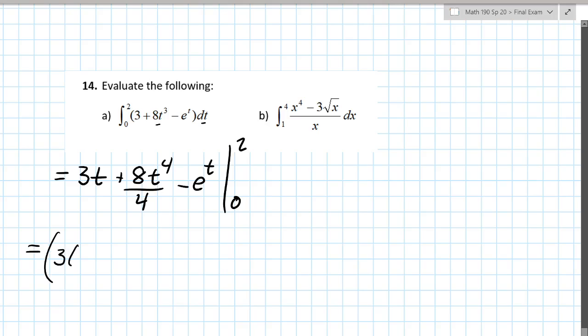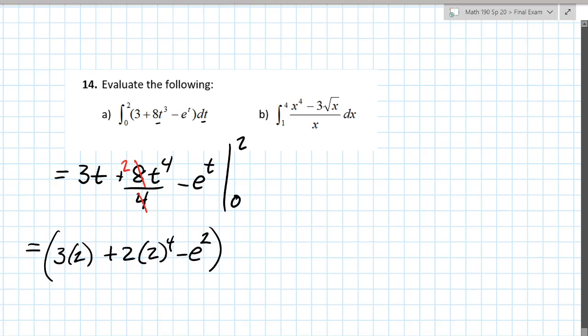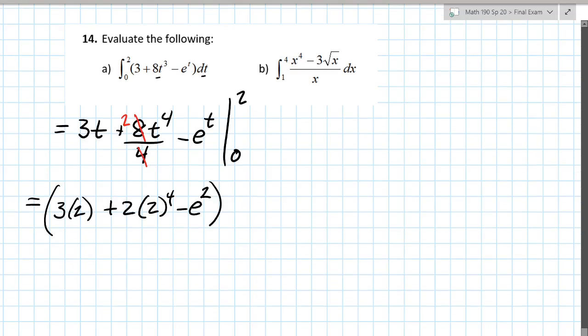So we have 3 times 2, 8, and 4 with a 2. Okay, so 2 times 2 to the fourth minus e to the second. That is our big F of 2 minus, now we have to do big F of 0, 3 times 0 plus 2 times 0 to the fourth minus e to the 0 is 1.